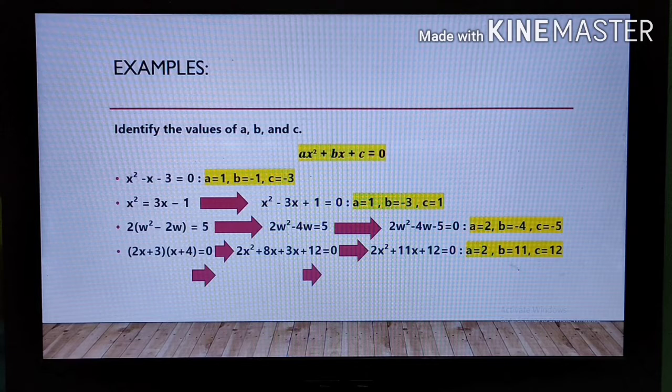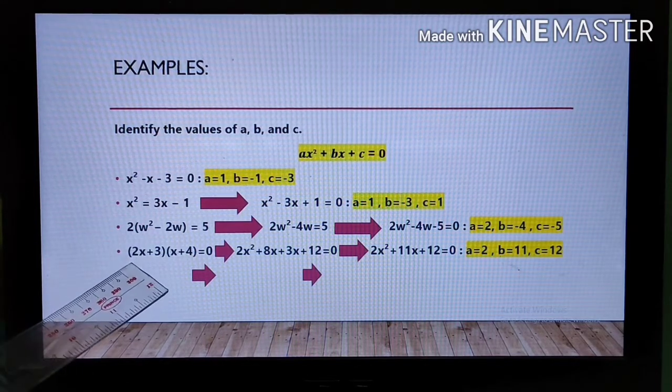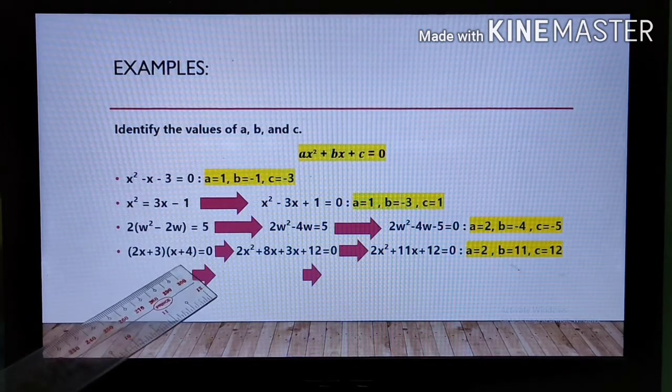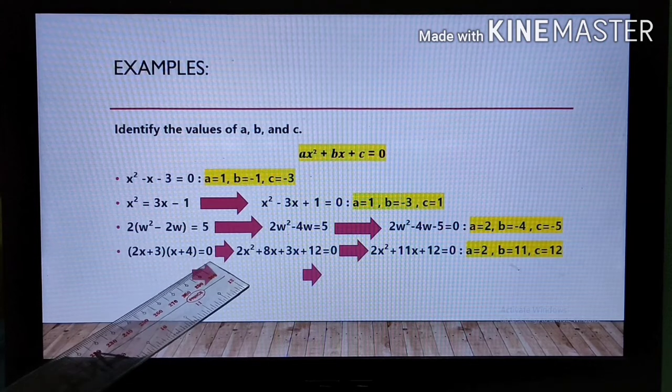Then example number 4. 2x plus 3 times x plus 4 is equal to 0.